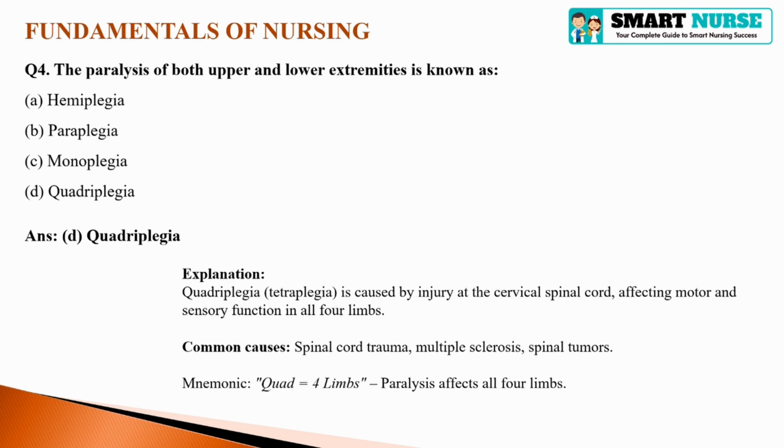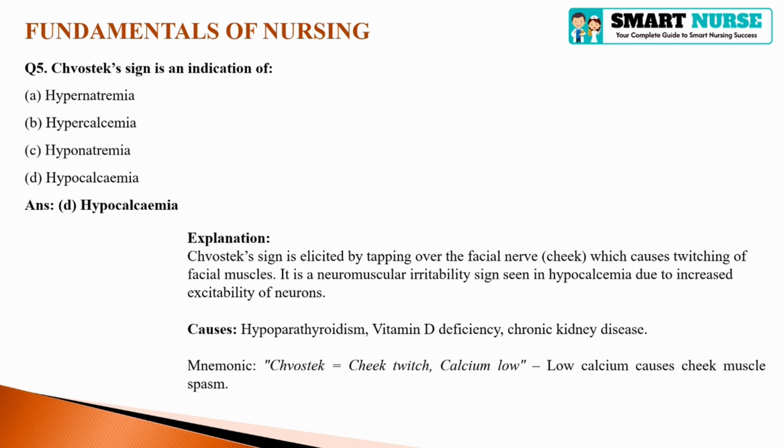Next, come to the next question. The fifth question: Chvostek's sign indicates what? If it appears in a person, the options are first hypernatremia, hyperkalemia, C hyponatremia, D hypokalemia. So first we are going to discuss what is meant by Chvostek's sign.